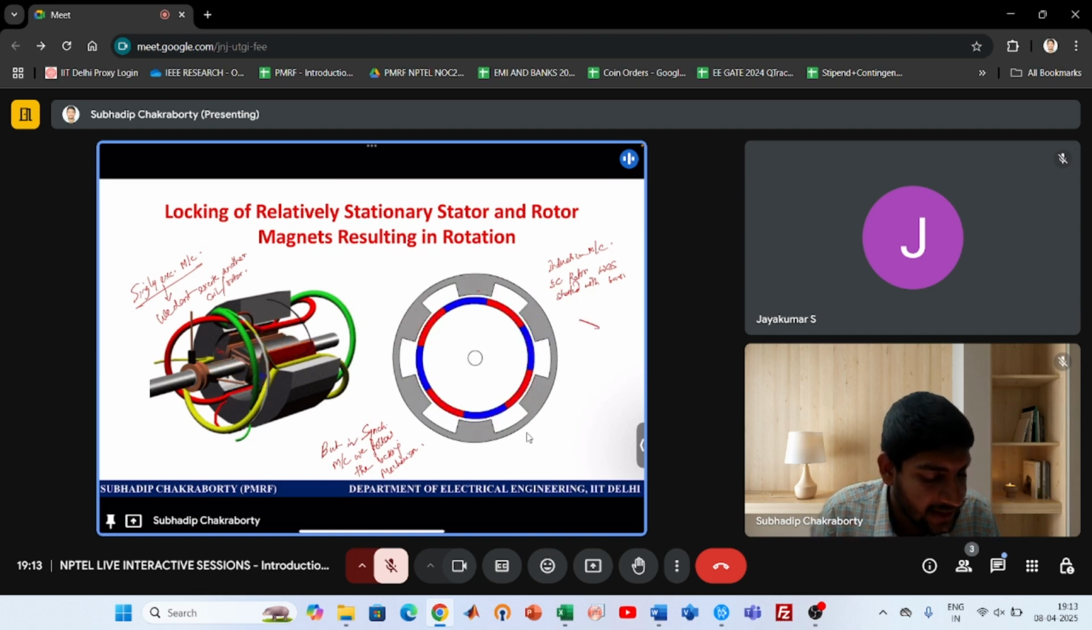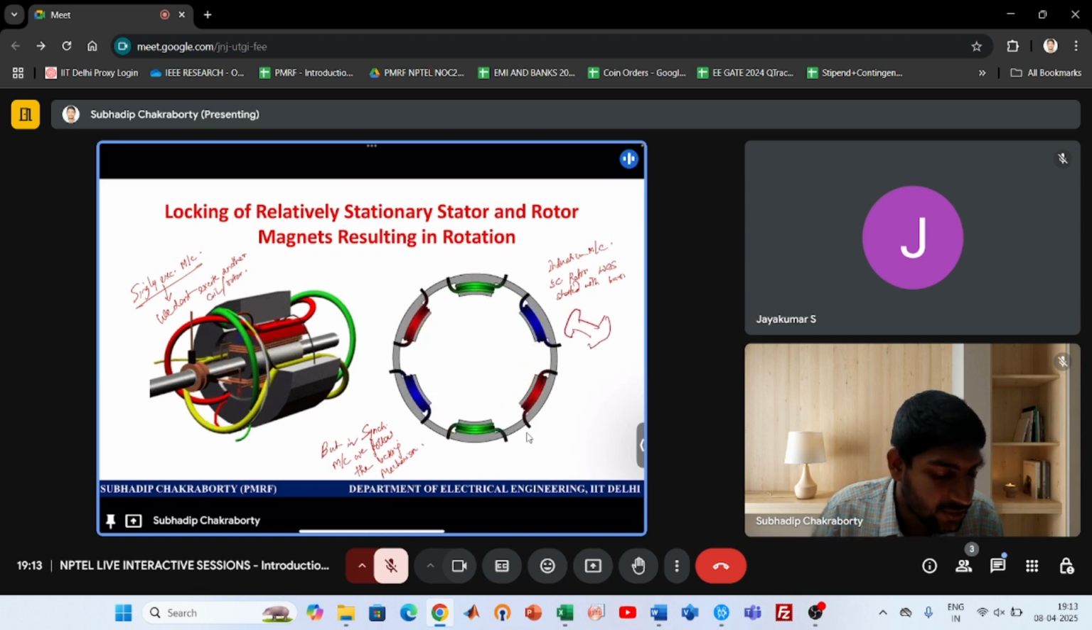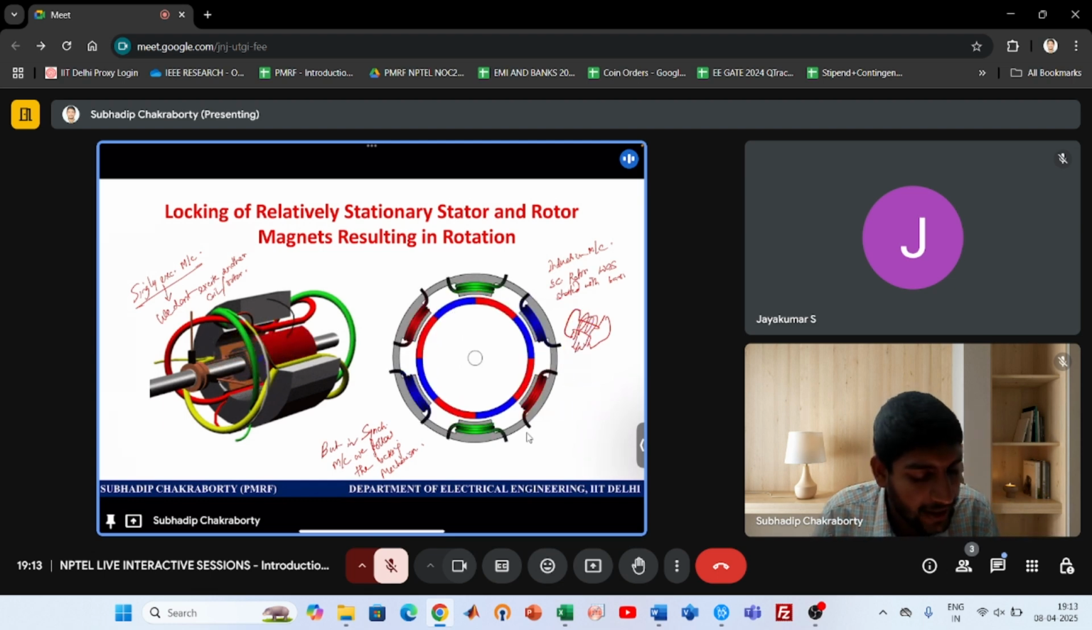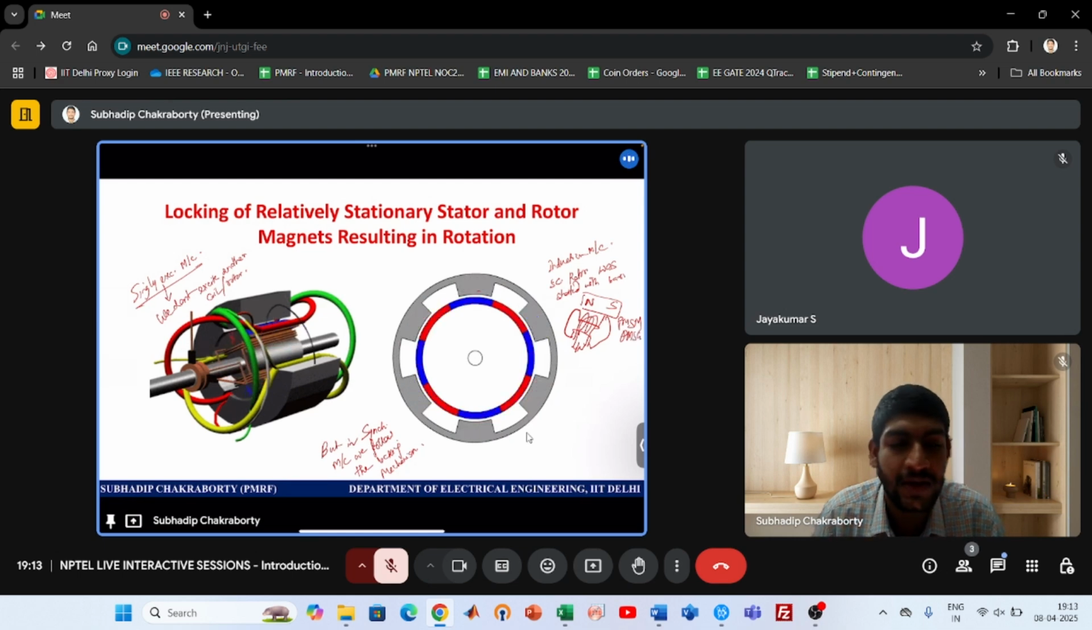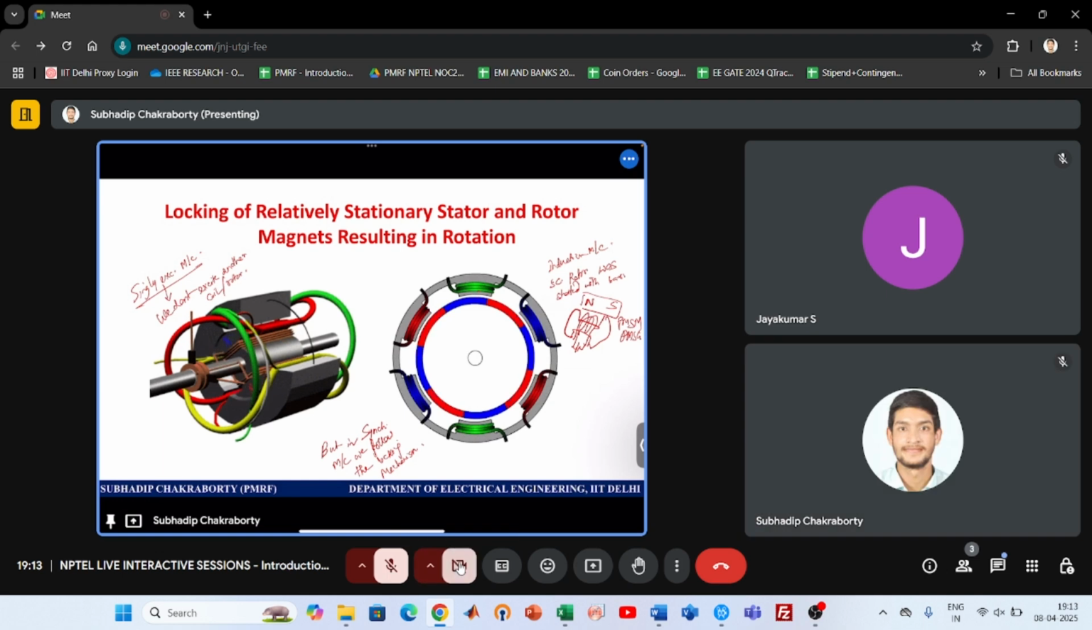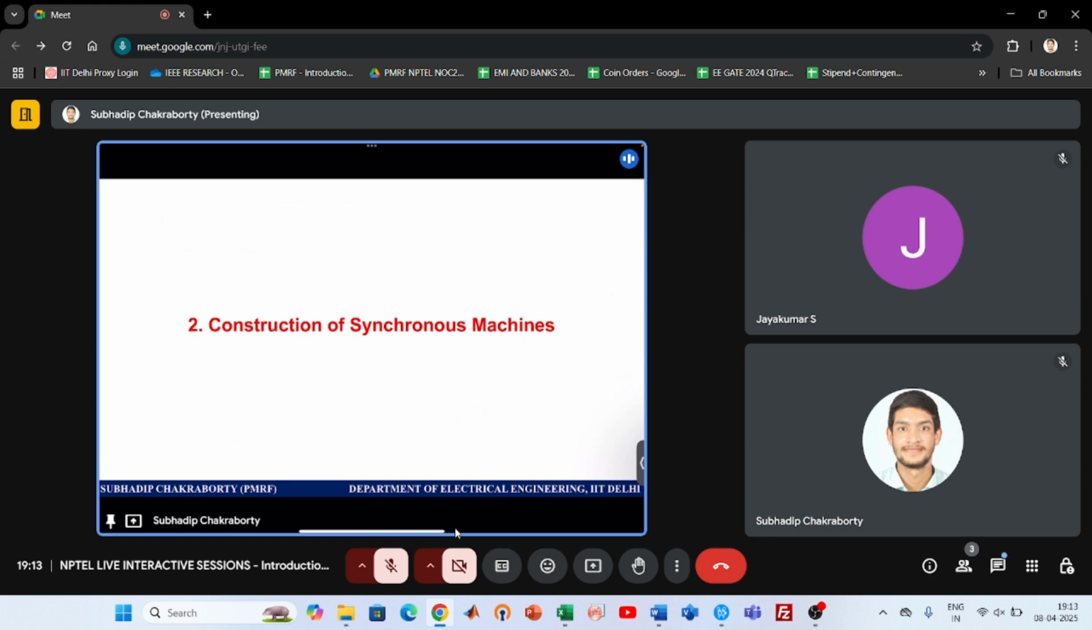In the rotor, you have nothing but an electromagnet. You give the DC and it will behave like a magnet. So simply like that, or a permanent magnet is also used. We call it PMSM or PMSG: permanent magnet synchronous machine or permanent magnet synchronous motor or generator, however you want to call it. So that was the idea behind the construction, right? So that was how you generated.